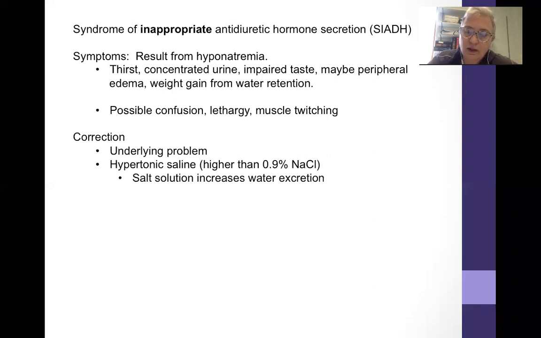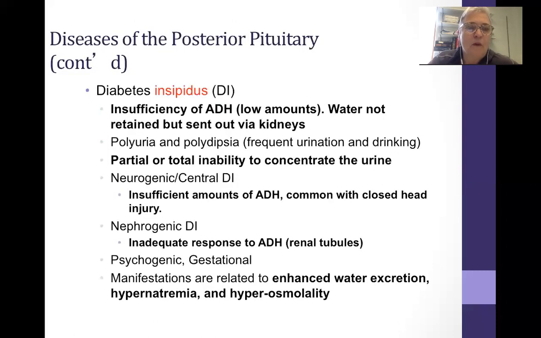All right, at the posterior pituitary you could also have what's called diabetes insipidus, where you have insufficiency of antidiuretic hormone. There's not enough water retained. Water is not retained, and it's being sent out through the kidneys. So you're going to have thirst and urination, and the urine is not going to be very concentrated. And there are several causes.